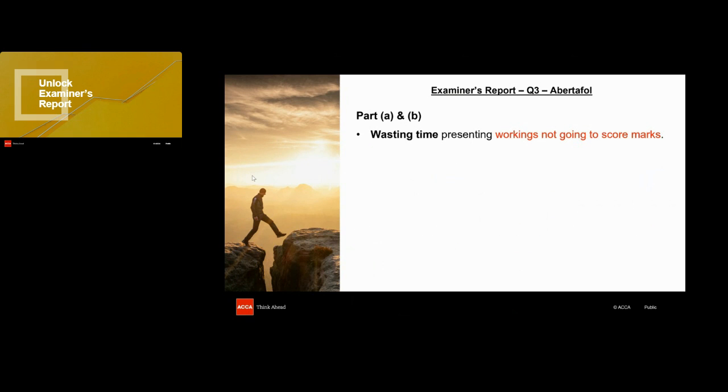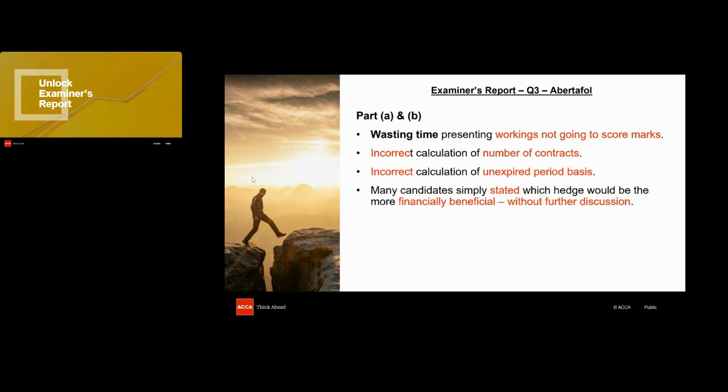There were incorrect calculations on this topic while calculating the number of contracts. When you calculate the closing futures price on an unexpired period basis, there was an incorrect calculation. Many candidates just simply stated that interest rate futures are better than options, or options are better than futures, and which is financially beneficial. They did not take it to further discussion.